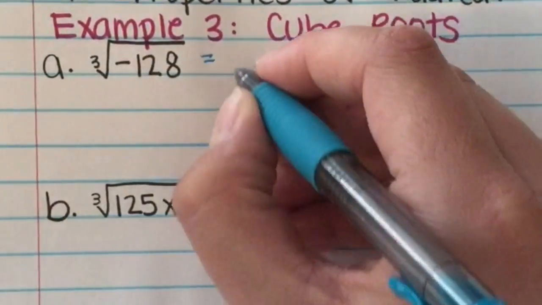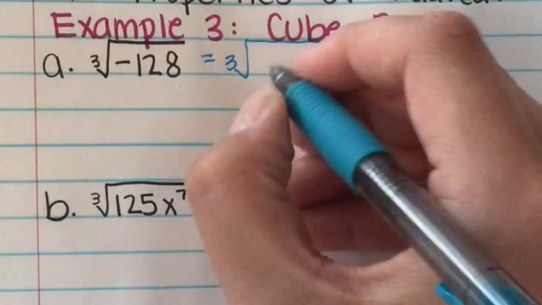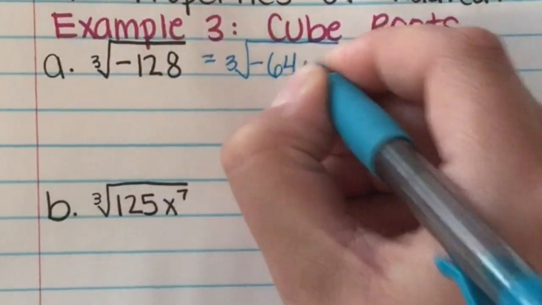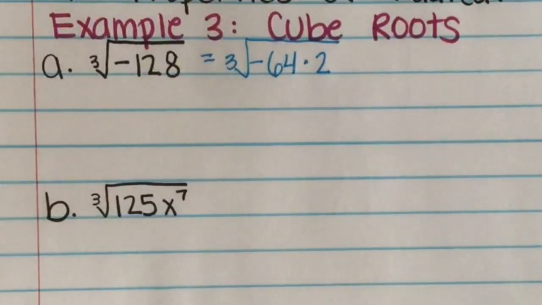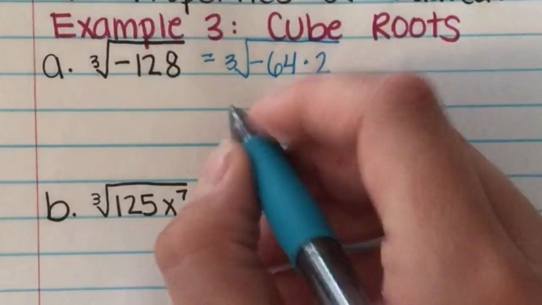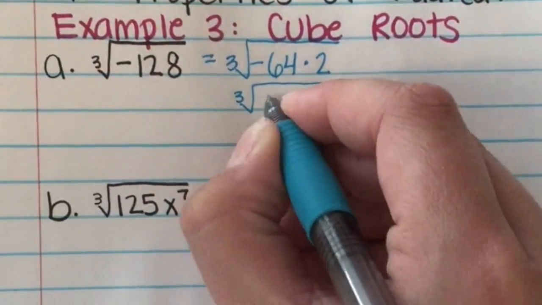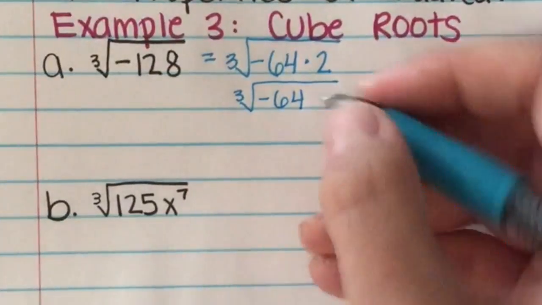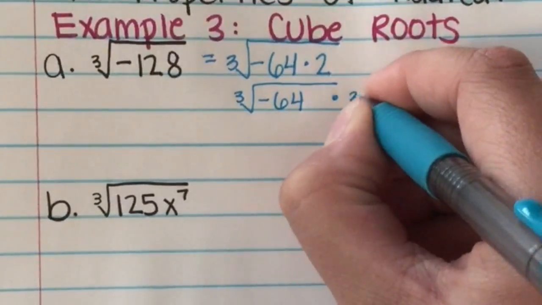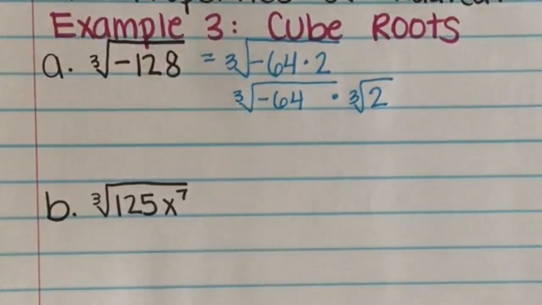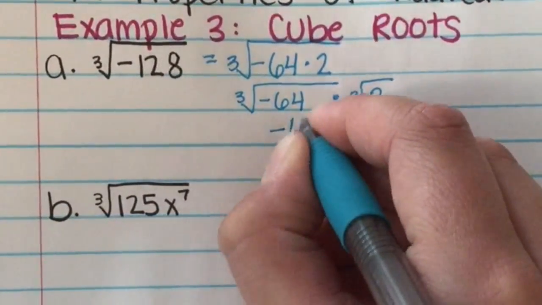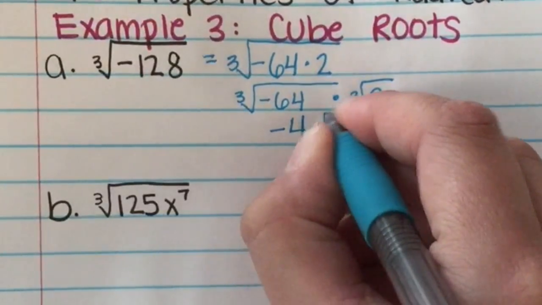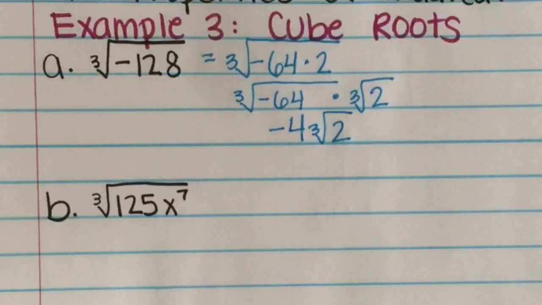So I'm going to break it up by writing the cube root of negative 64 times 2. And remember, 64 is one of my perfect cubes, so that works. That factor I can pull out. Now I'm just going to break it apart so that I have the cube root of negative 64 times the cube root of 2. And then I'm going to simplify what I can, which is the cube root of negative 64 is negative 4 multiplied by the cube root of 2. That one cannot be simplified any further.